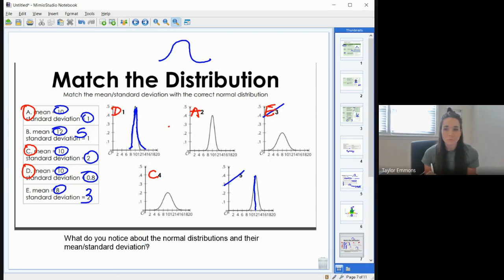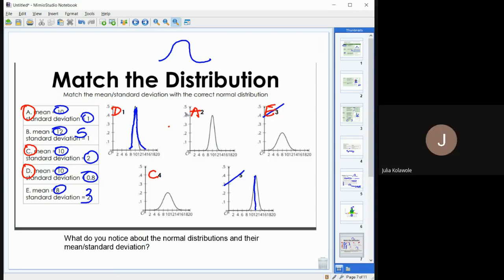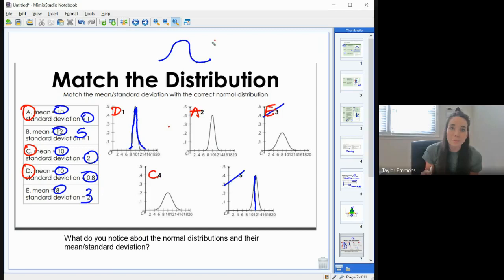You said the standard deviations, like the higher it is the tighter it is. The lower the standard deviation is, the tighter the numbers are going to be. Like the higher the peak's going to be. The higher the bell-shaped curve is going to be.